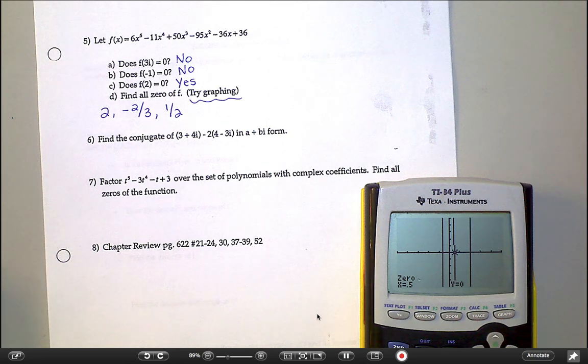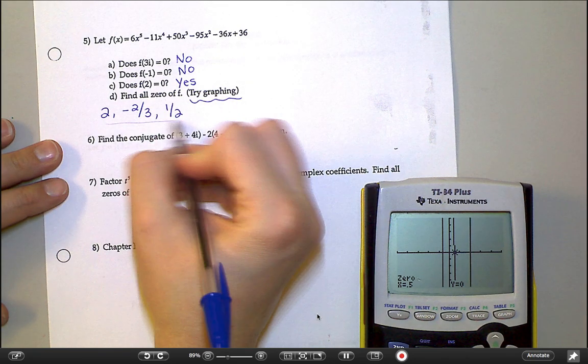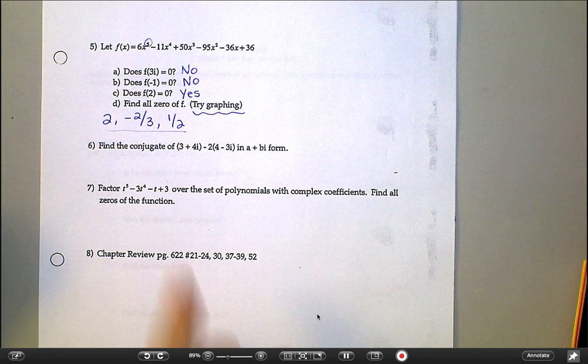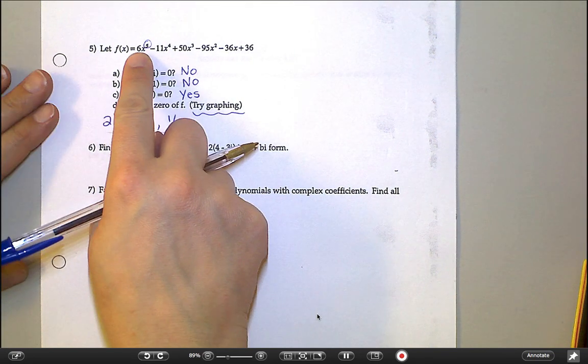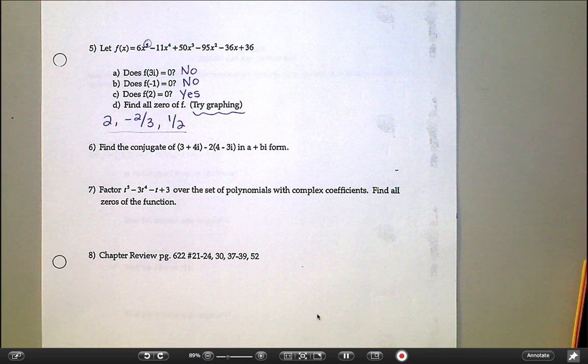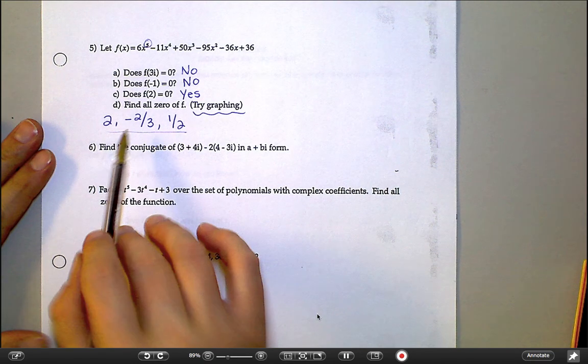Okay, so that takes care of 3 roots. I know that I have 5 total. So what I'm going to need to do is divide these roots out of my original, so that I can then say what's left over, and then find the roots of whatever's left over, probably using the quadratic formula. So a couple ways you could do this.